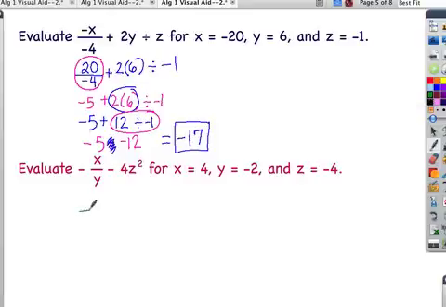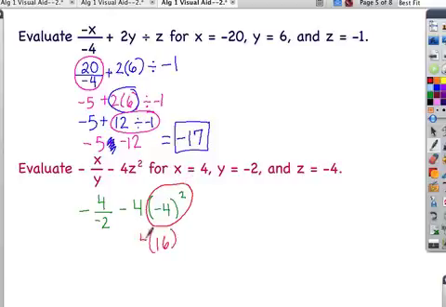We have negative x, which is 4, over y, which is negative 2, minus 4 times z, which is negative 4, squared. There's nothing to do within the parentheses, so I'm going to do my exponents. Negative 4 in parentheses squared is positive 16. And I recopy everything else.